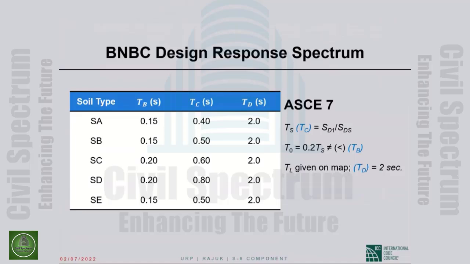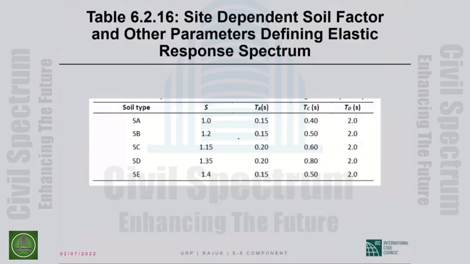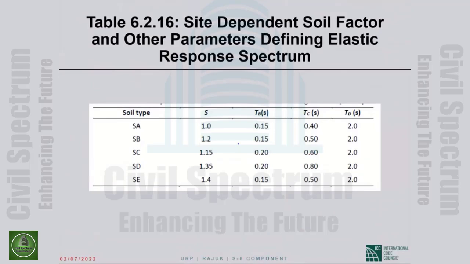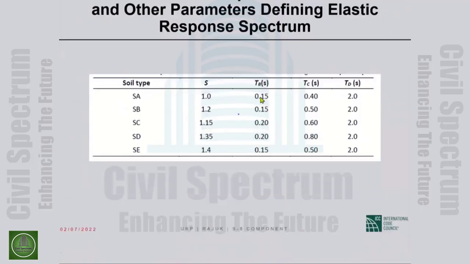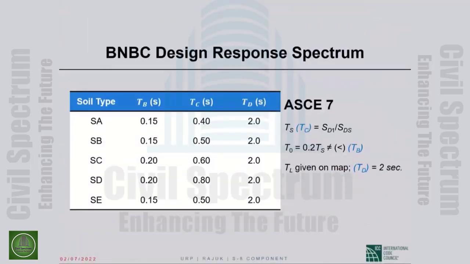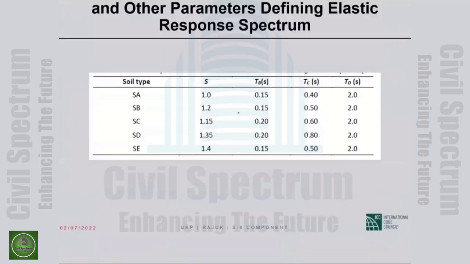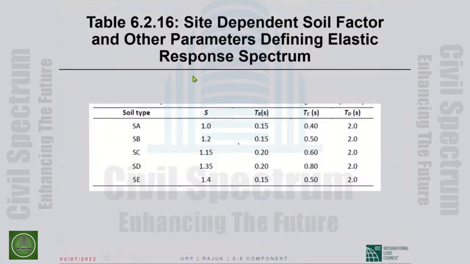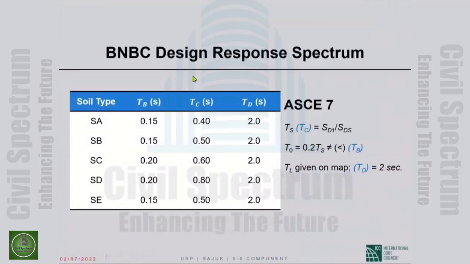I'm again making the point that this table is the same as that part. No difference. We just dropped the soil column. You're looking at the same table.